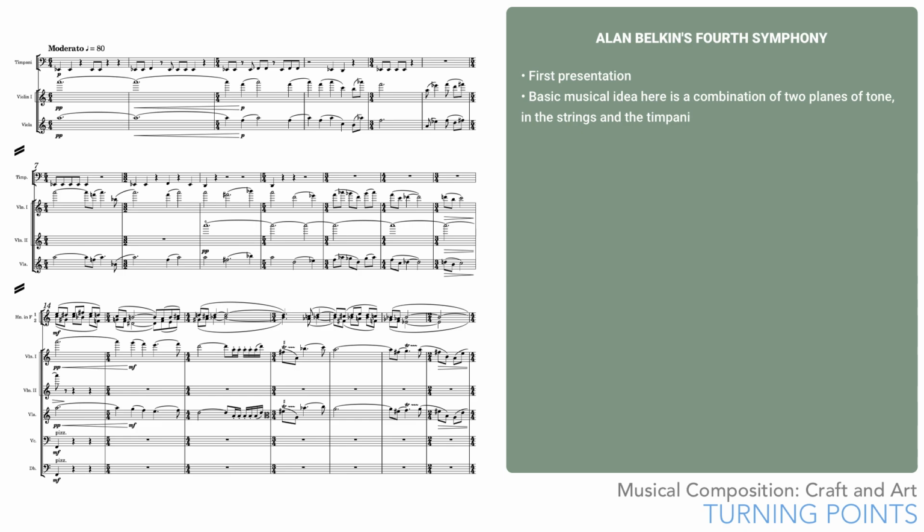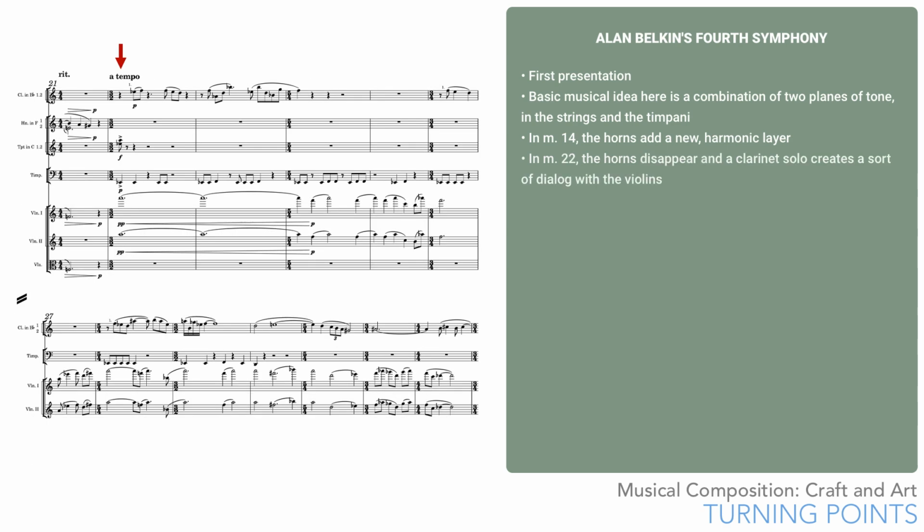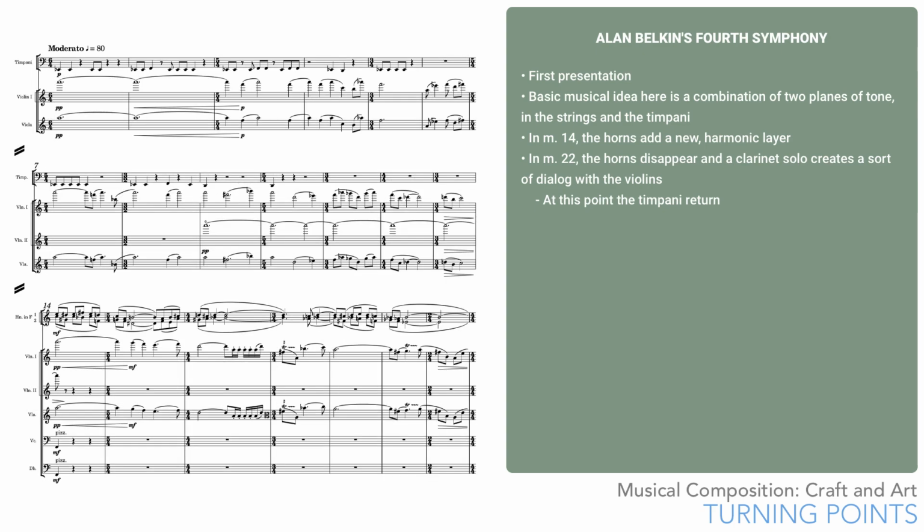The basic musical idea here is a combination of two planes of tone in the strings and the timpani. The latter adds something more serious, perhaps even a bit threatening, to the singing character of the violins. Starting in measure 14, the horns add a new harmonic layer below the violins, and the timpani disappear. Then in measure 22, the horns disappear and a clarinet solo creates a sort of dialogue with the violins. At this point, the timpani return. Let's listen.